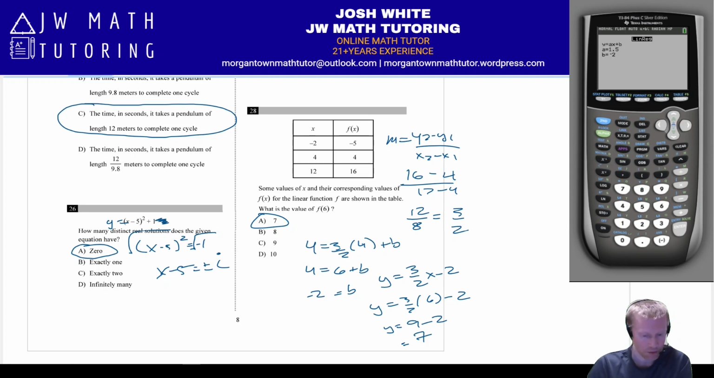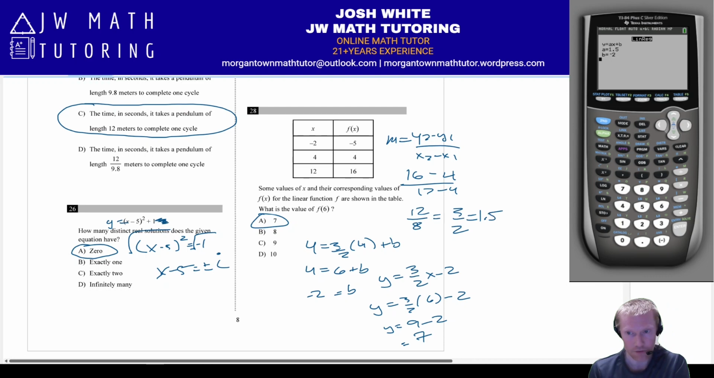Notice it gives me y equals 1.5 for the slope, which is the same as 3 halves. And for the b, it gives me negative 2. Now at this point, you could just punch into the calculator 1.5 times 6 minus 2 and get the answer that way. Or you could technically graph it out and look at the table of values off the graph and get it from that as well.